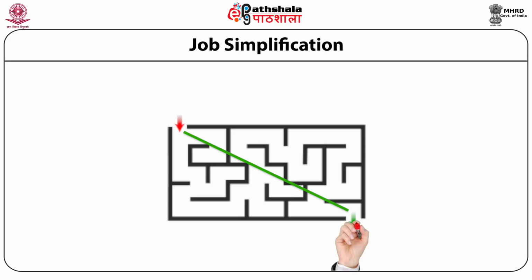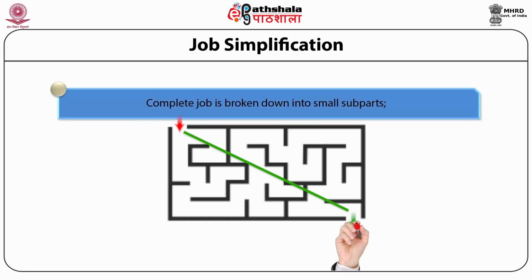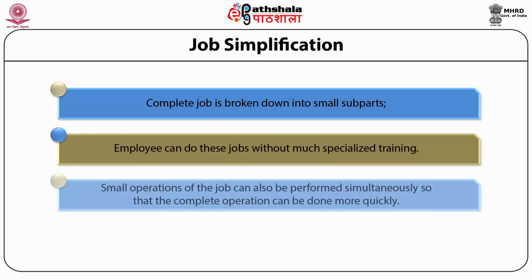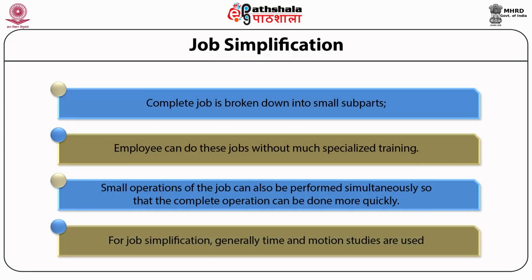The first method is job simplification. What is job simplification? In this, the complete job is broken down into small subparts. Employees can do these jobs without much specialized training, as the jobs are broken down into small parts. Small operations of the job can be performed simultaneously so that the complete operation can be done more quickly. Students, for job simplification, generally time and motion studies are used.